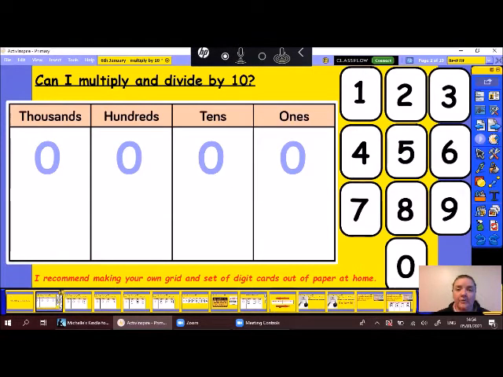The first thing I recommend you do today is make your own place value grid at home. All you need is a piece of paper. Just draw the grid like this. Don't forget to put the zeros in, because if there's no number in there, it's a 0. Then you can cut up little bits of paper and put each digit on each one. Don't forget the 0, really important. So you need 10 bits of paper, and then you can join in with this video trying out different numbers as we go along.